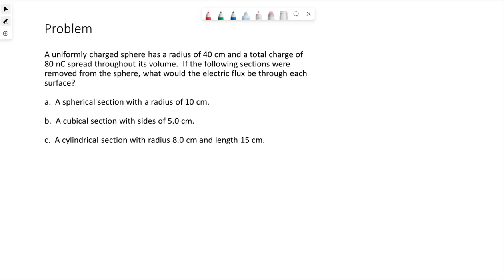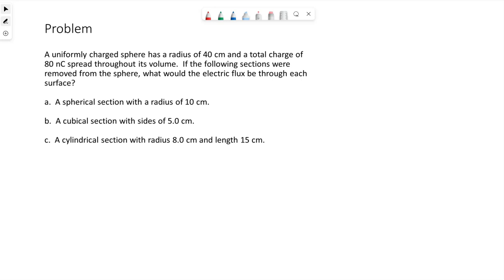So A is a spherical section with a radius of 10 centimeters. B is a cubical section with sides of 5 centimeters. And C is a cylindrical section with a radius of 8 centimeters and length of 15 centimeters.